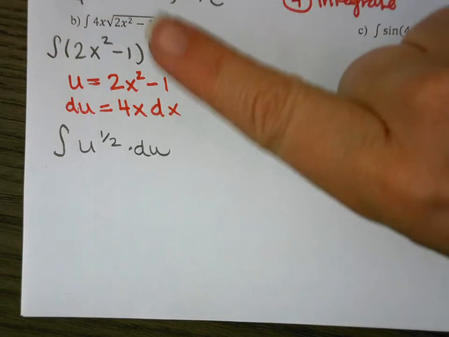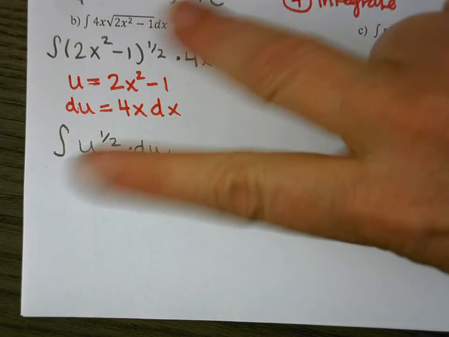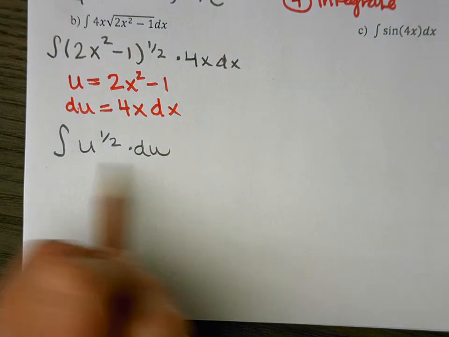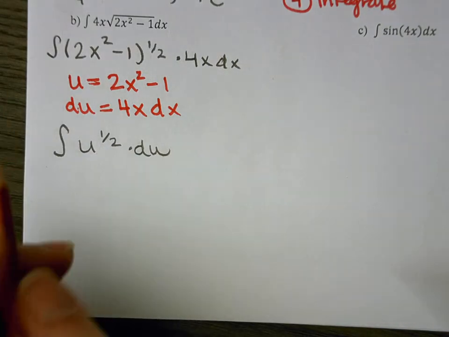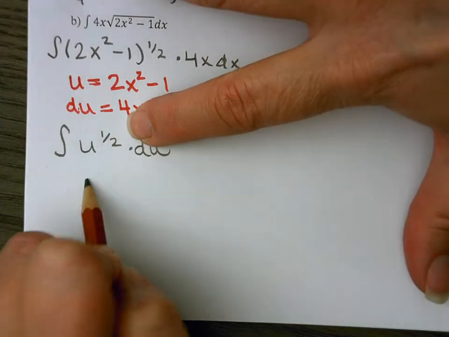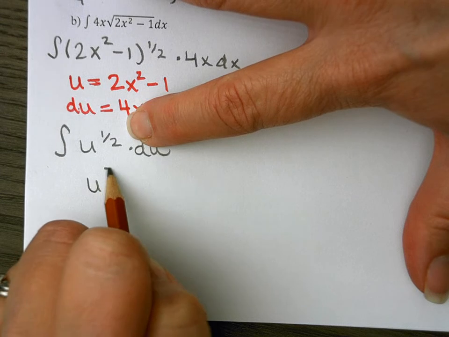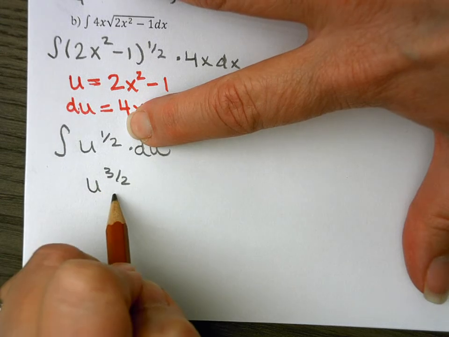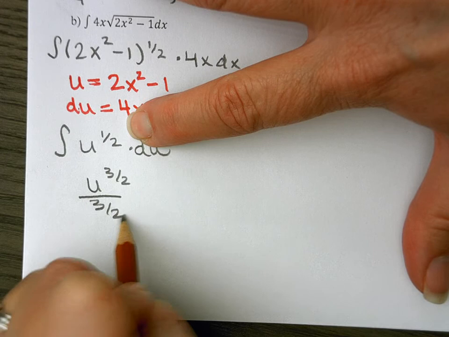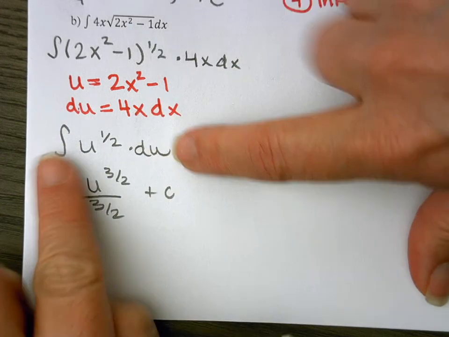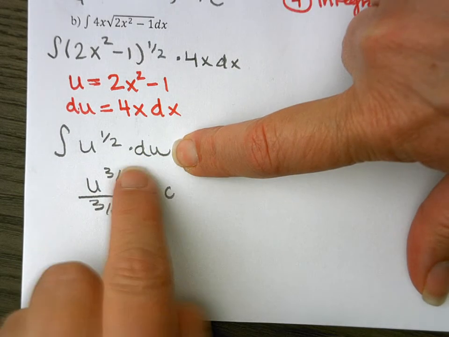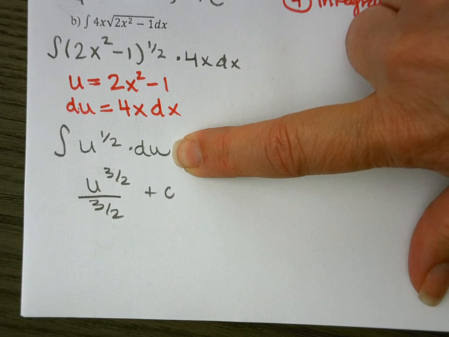And then now I only have two things to think about. Do I have power rule or a trig rule? So what do I have here? I have power rule. So power rule means we add 1 to the power. So 1/2 plus 1 is 3/2. And then I divide by the new power, and then plus c. And I'm integrating with respect to u, and I only have u's here. Okay? All right, so then let's go ahead and fix this.